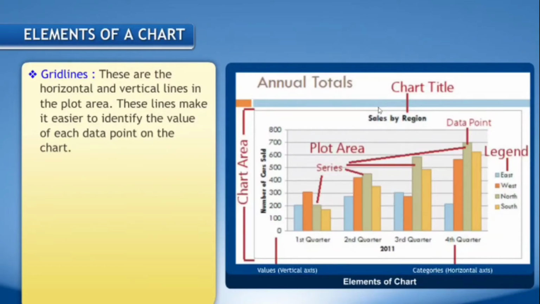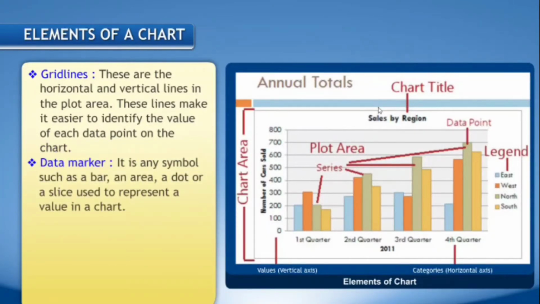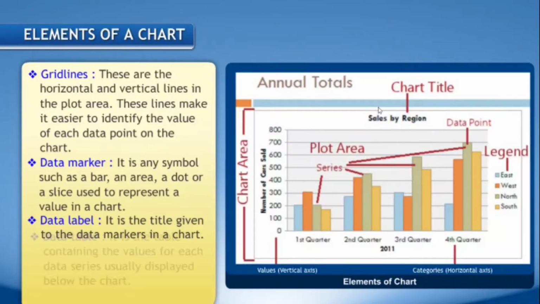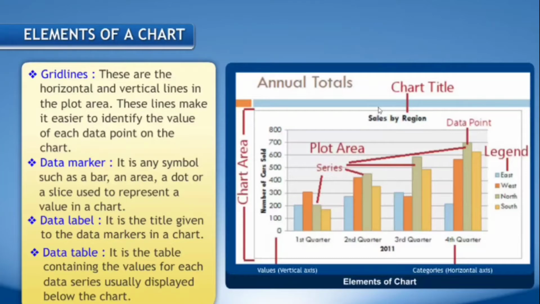Grid lines. These are the horizontal and vertical lines in the plot area. These lines make it easier to identify the value of each data point on the chart. Data marker. It is any symbol such as a bar, an area, a dot or slice used to represent a value in a chart. Data label. It is the title given to the data marker in a chart. Data table. It is the table containing the value of each data series, usually displayed below the chart.